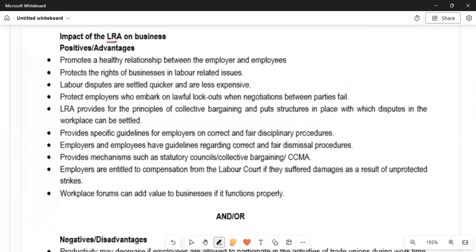You need to refer back, and please note that under this we are having the impact of the LRA, and these are the labor-related issues. In this aspect we are checking on the positive aspect. Remember that previously we engaged with the negative aspect, whereby the professor was also giving us input on that, and he was saying that under the delegation of authority we are going to ensure that we are promoting a healthy relationship between the employer and employees.